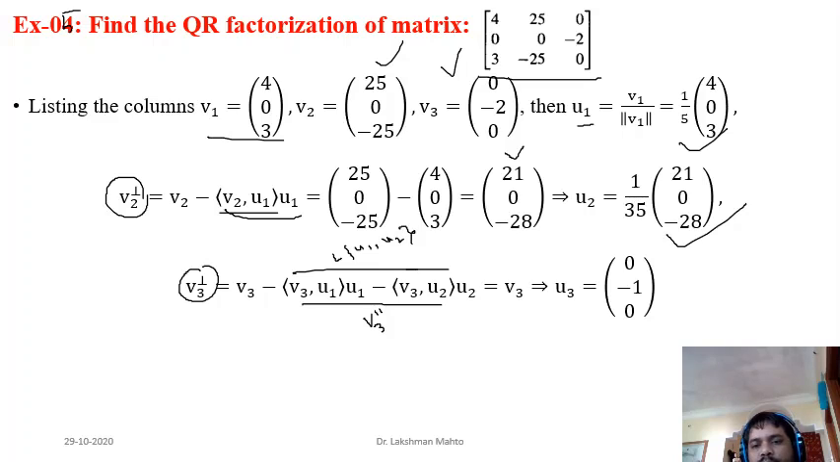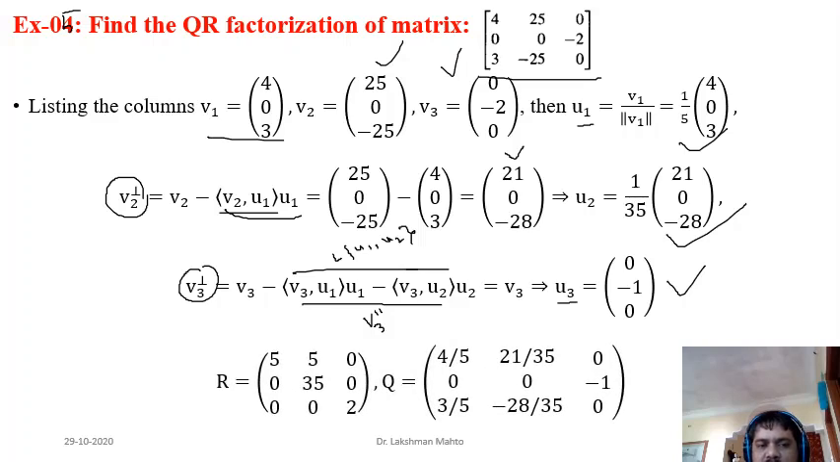If you do the simplification, you will come to know that V3 perp is actually V3, because V3 itself is perpendicular to V1 and V2. U1 and U2 have been constructed from V1 and V2, so in that process V3 is also perpendicular to U1 and U2. If V3 is perpendicular to U1 and U2, then there is no projection. The projection part of V3 over U1 and U2 is 0. That's why V3 perpendicular is itself equal to V3, and just normalize it and you get U3.